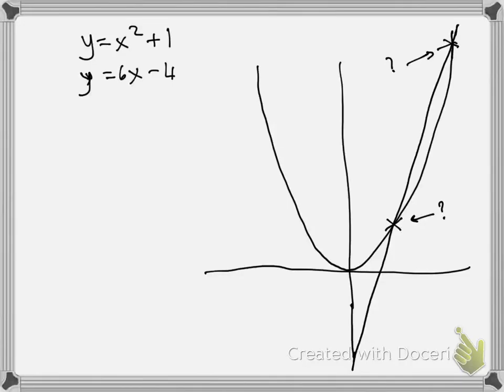Okay, let's take a look at some non-linear systems. So we've got a couple of equations here. Now take a look at, I've just done a quick rough sketch of what it might look like. Here's the x squared graph, or it should be x squared plus 1, but here's an x squared graph, and here's a linear graph. Now can you see basically we're going to have two answers, okay?